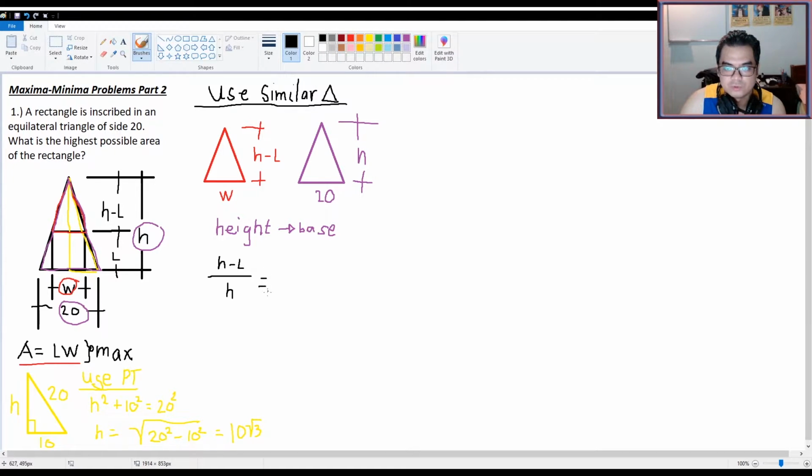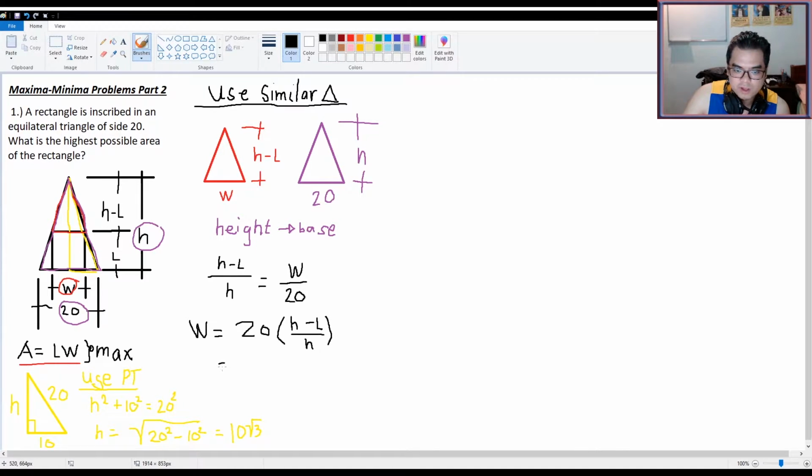Now this will be equal to, this is 20, okay? Base of the small, which is width, and the base of the big triangle is 20. Okay, so let's isolate width. So isolating width, you'll have width is equal to 20 times h minus l all over h.